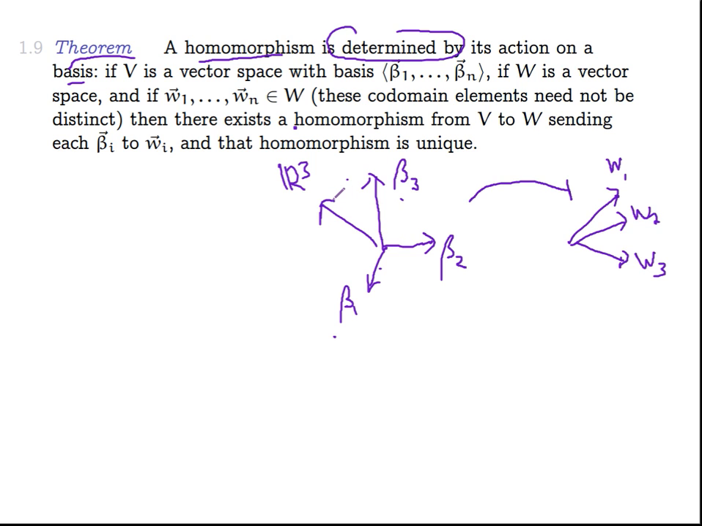Now, the idea is that if I take any old vector in this original vector space, I can treat it as a linear combination of these three betas. And then I'll use linearity to find the homomorphic image of this vector by using the properties of preservation of linear transformation. All right, so let's see how that works.